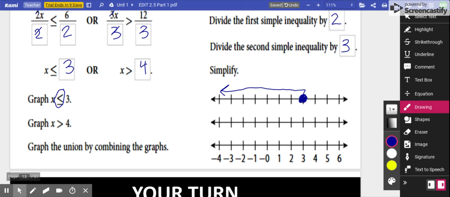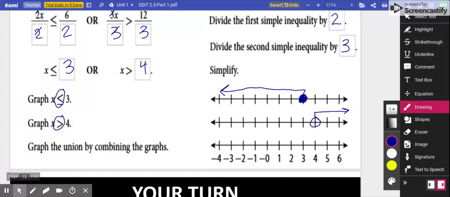My second piece, x is strictly greater than 4. So I'm going to find my 4. Open circle, closed circle? Open circle. Okay, it is strictly greater than 4. So I'm going to send an arrow to all my values bigger than that 4.